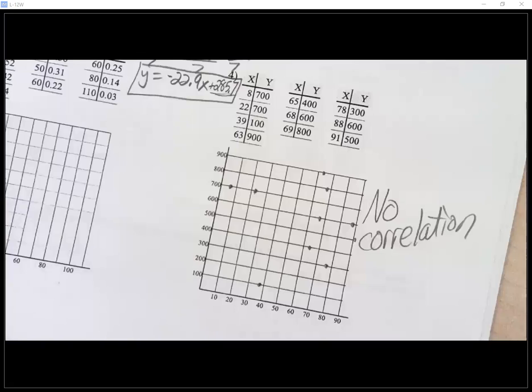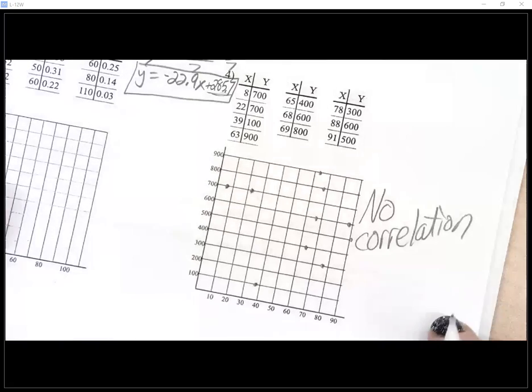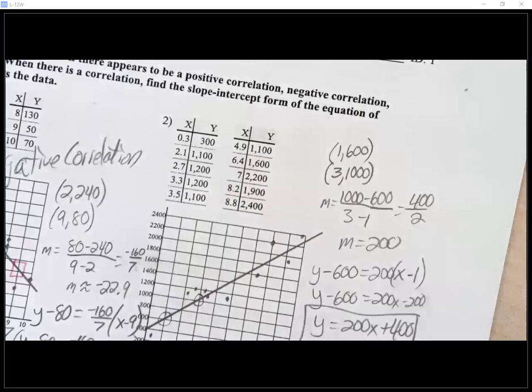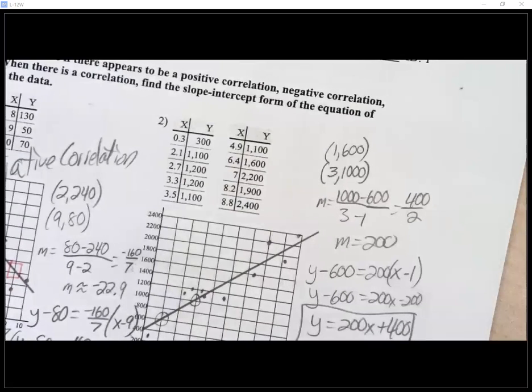So rewind to number 2. This one, they are clearly going up together. We call this a positive correlation.